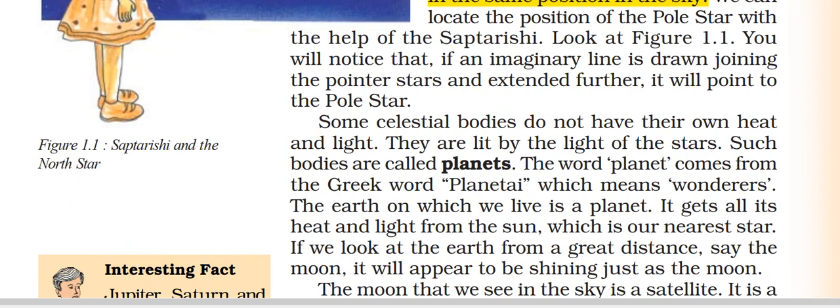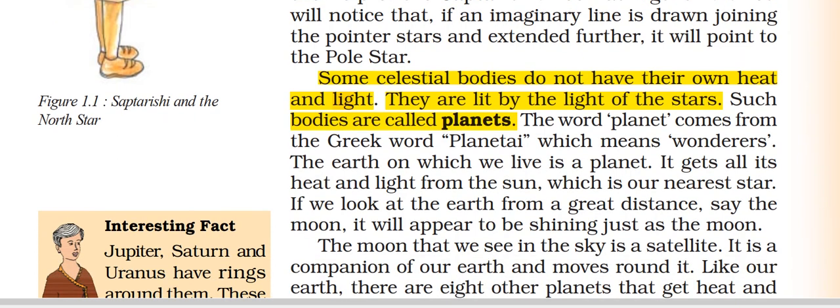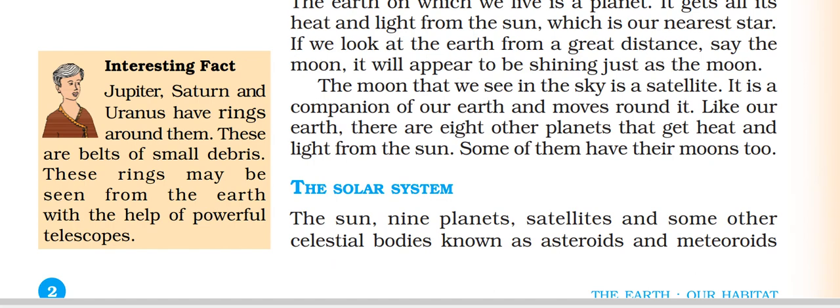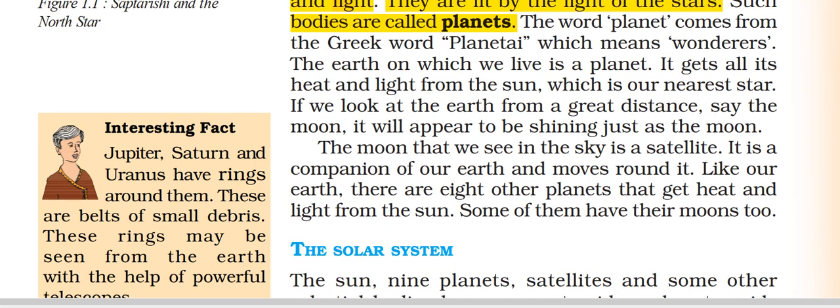Some celestial bodies do not have their own heat and light, and they are lit by the light of stars. Such bodies are called planets. The word planet comes from the Greek word planetai, which means wanderers. The Earth on which we live is a planet.